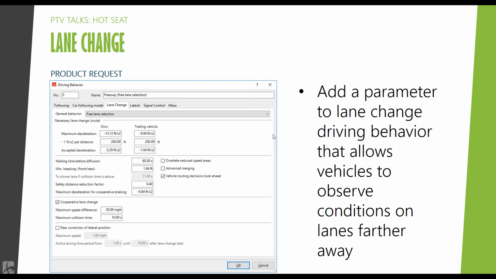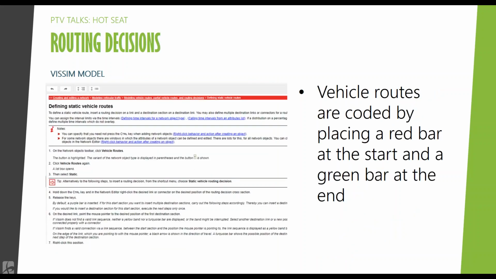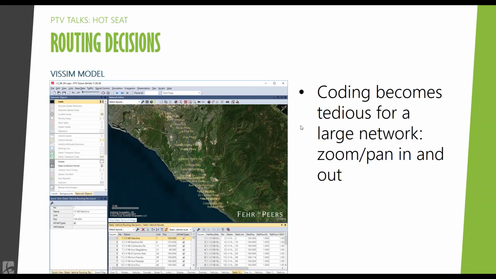And then, before we answer questions on that, I had one quick request. The quick request has to do with static routes. When we're coding static routes in a model, we need to place a red bar and a green bar at the end. And when you have a really large network, for example this project I'm working on that's a 25-mile long freeway, it gets really tedious to place those red bars and green bars at every entry and exit point by zooming in and panning around and zooming out again.